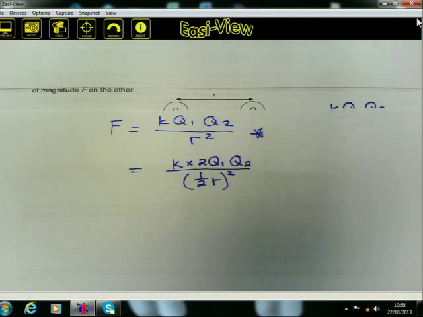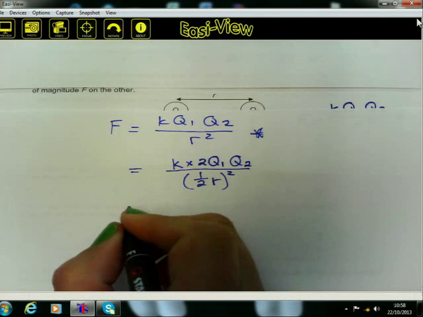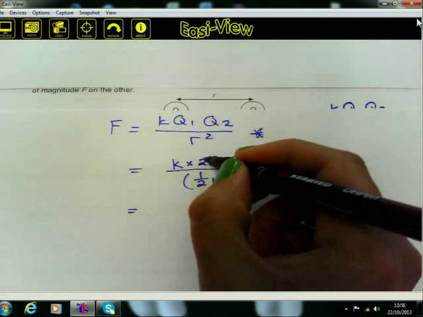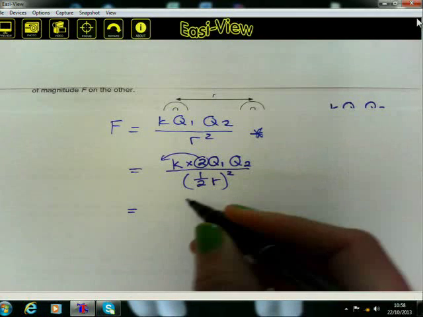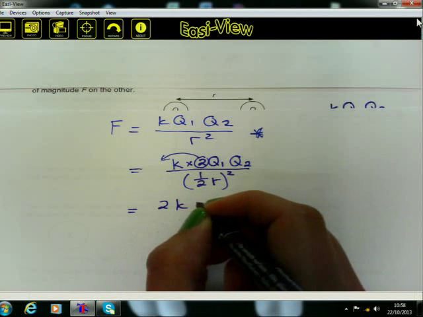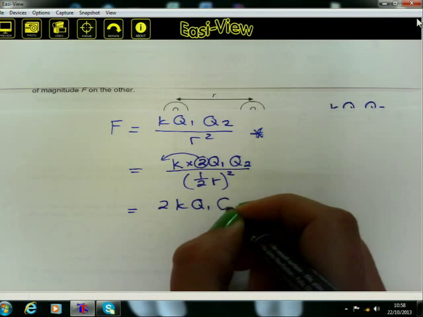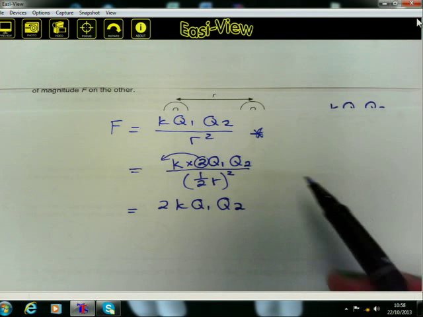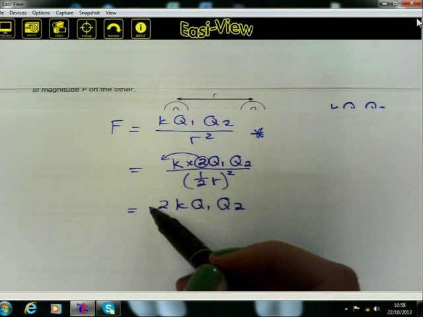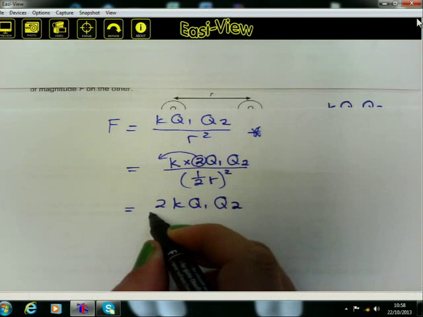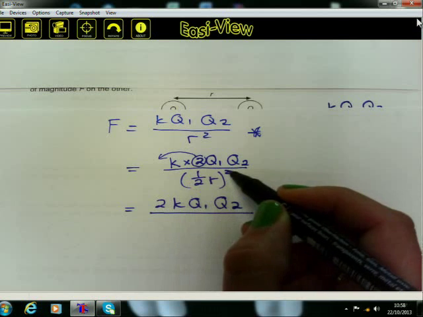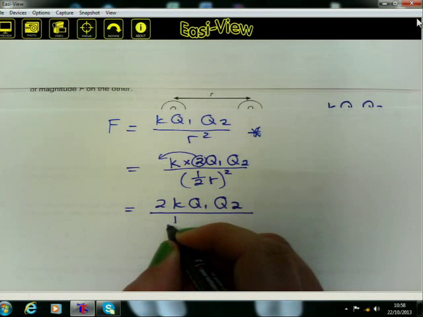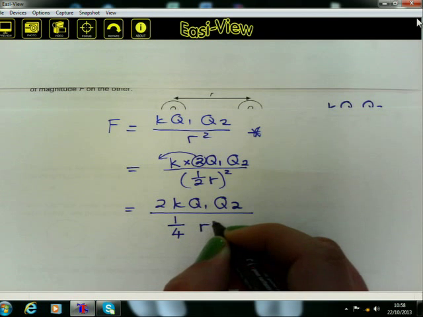Okay? So what is the final change in F then? Let's see what happens. Let's take that 2 and put it in front, so we get the original expression out: 2K Q1 Q2. I didn't change anything, I just put the 2 in front. And below the line, remember, what is 1/2 squared? It is 1 over 4 R squared.